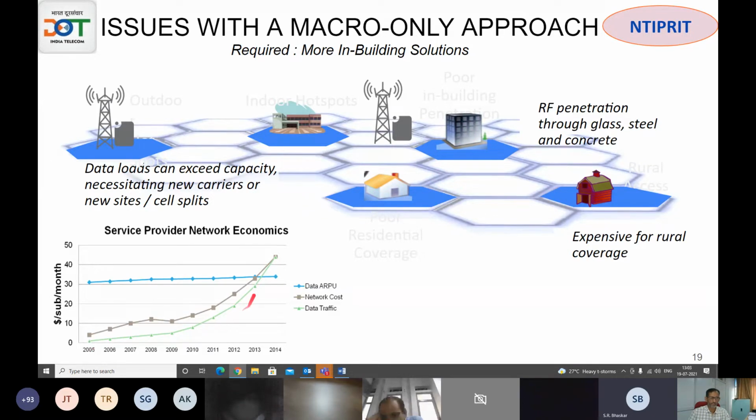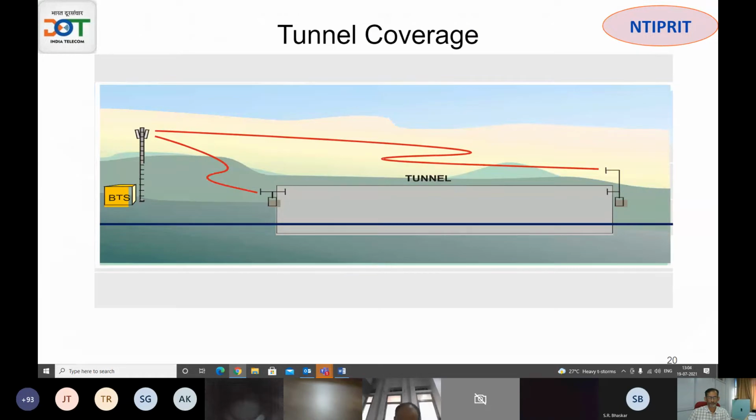But unfortunately, data traffic will increase like this, and your capex more or less follows that. Network cost follows that, but your revenue is somewhat flattish. This is a challenge which everybody has to face ultimately. So IBS, though a very beautiful solution, is a costly solution. That's why nowadays, driven by the policymakers of DoT, a lot of shared IBS solutions are coming. If you go to any 5-star hotel or airport, you may have a common IBS, and many operators share it.